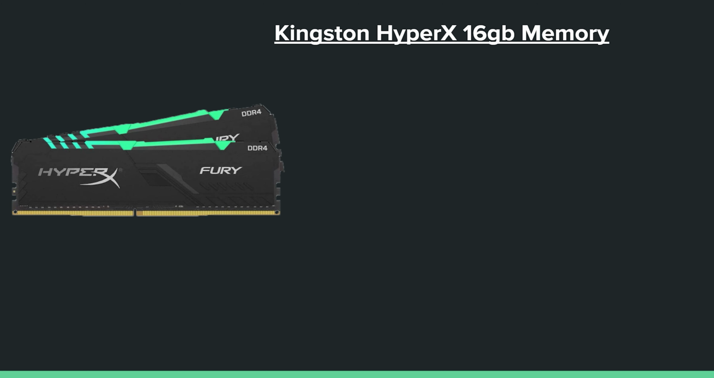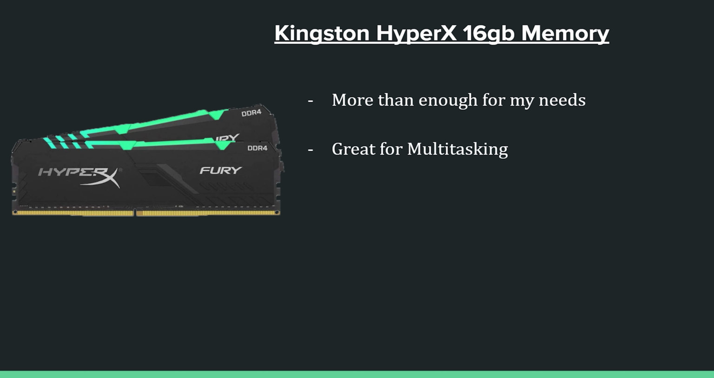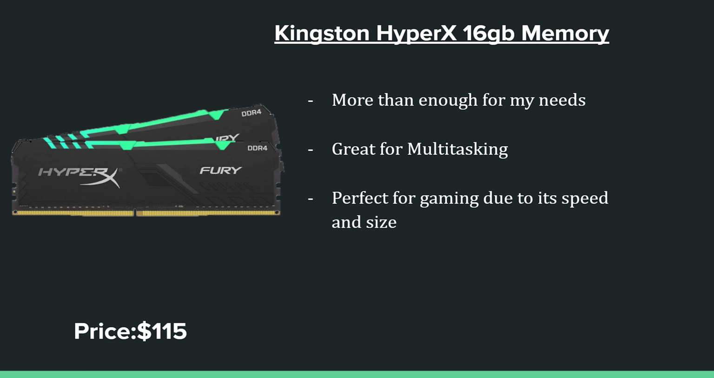Now for the RAM. I chose the Kingston HyperX 16GB DDR4 memory. 16GB is more than enough for the majority of PC builds. Getting more would just be a waste. This RAM helps a lot with multitasking and gaming due to its speed and size. The RAM came down to $115.